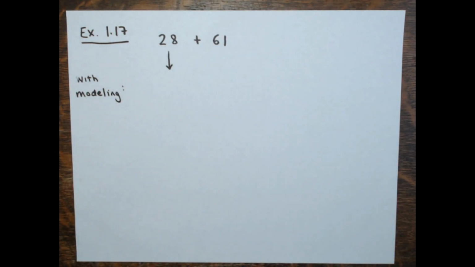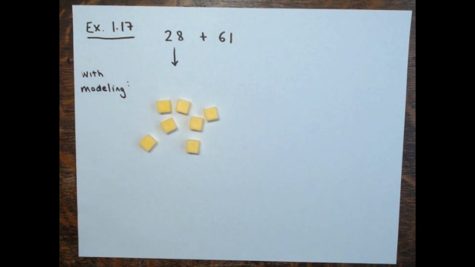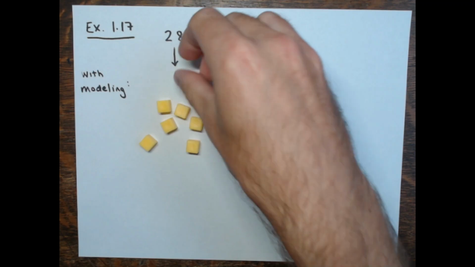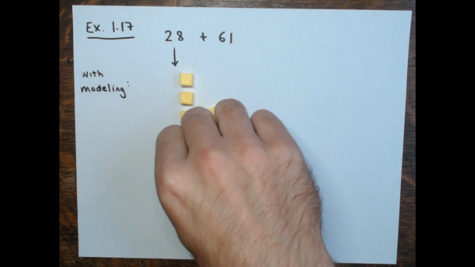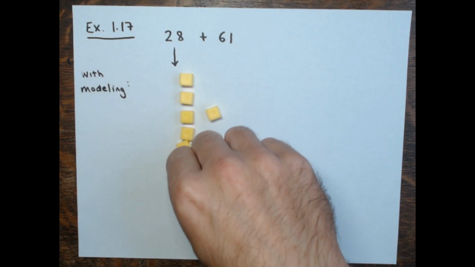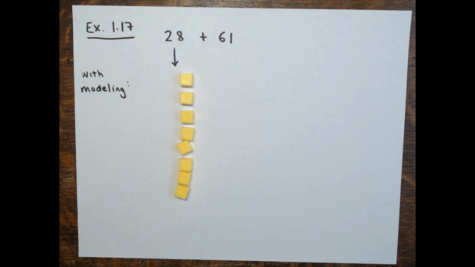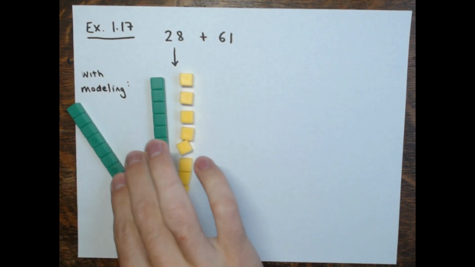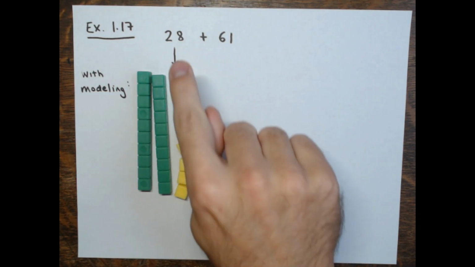All right. So 28, that's 8 ones. So I've got my 8 individual blocks, 1, 2, 3, 4, 5, 6, 7, 8 single blocks for the 8 ones. And there are 2 tens, 2 in the tens place. So I've got 2 of these 10 block rods. So that's 2 tens and 8 ones. That's 28.